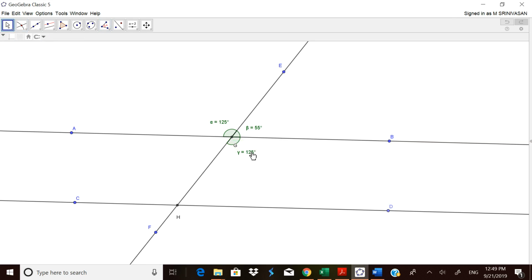You can now check what type of angles these two are, 125 and 125. The children will tell the pair of angles. Now we should go for this angle, once again in the clockwise direction. Taking angle, touching A, touching B and then touching H, we got this angle now as 55 degrees.